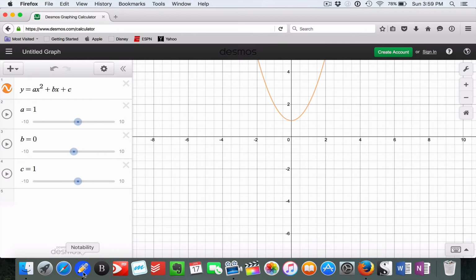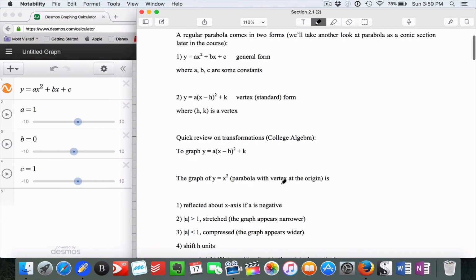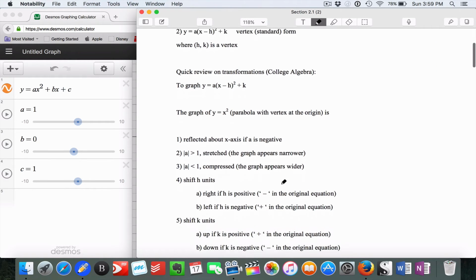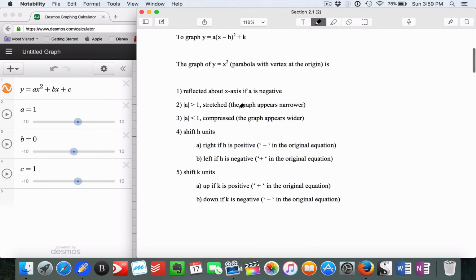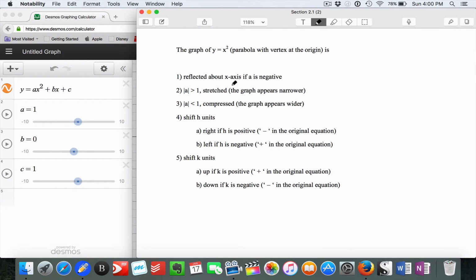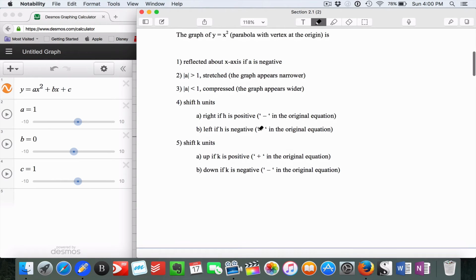Now going back to the notes. There are different things that we can learn about it. So there are different rules. Do not memorize them. See if you can actually figure them out, either by graphing it or playing around with it. Figure out why these rules apply. For example, why, if the absolute value of a is greater than 1, does the graph appear stretched, or narrower, or taller, and vice versa, compressed if it's less than 1? Why is it true?